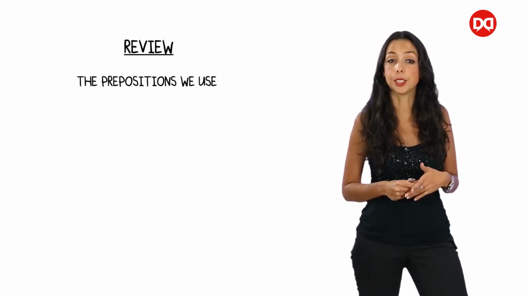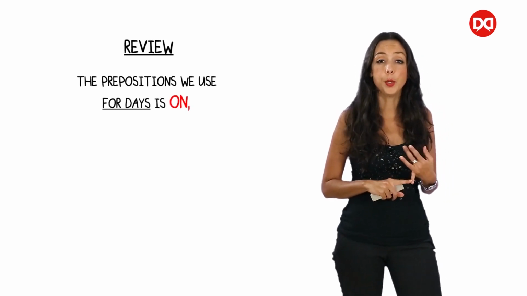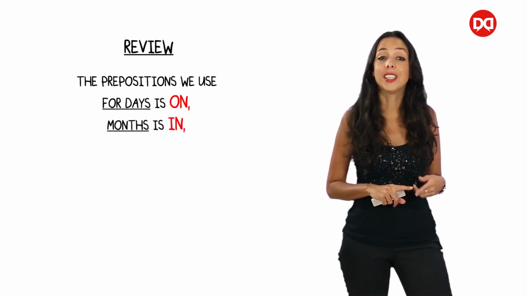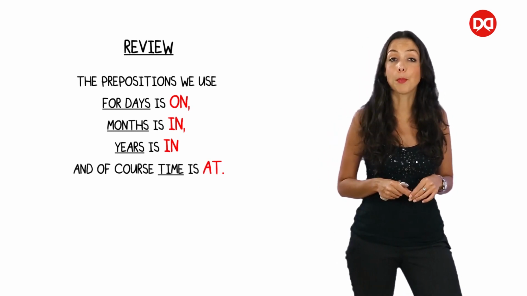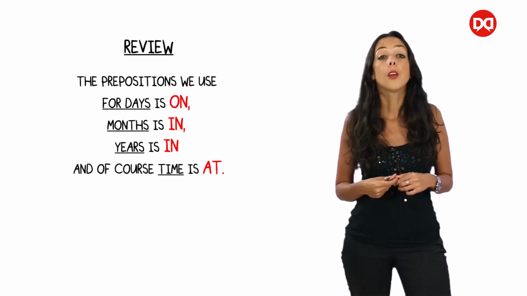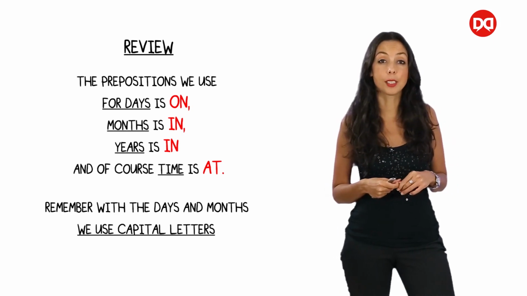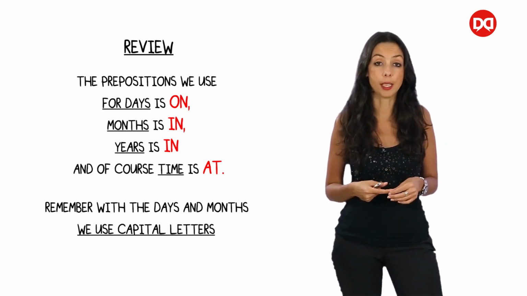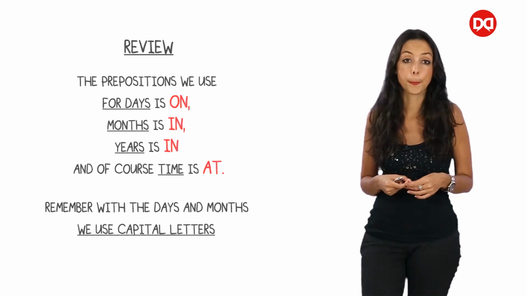Remember the prepositions. So, remember, for days we use on. For months we use in. For years, in as well, and of course for time we use the preposition at. Remember as well, with days and months we use capital letters, so we start the word like January with a capital J, and with a day, a Monday, with a capital M.